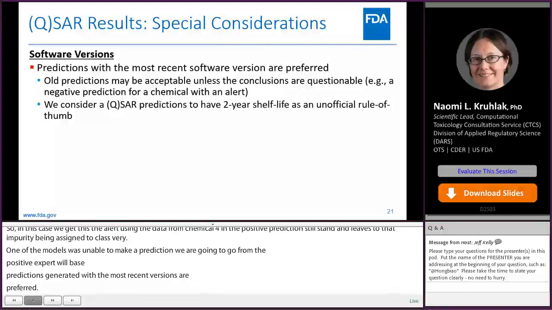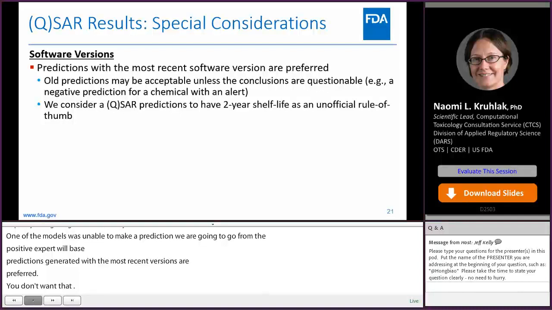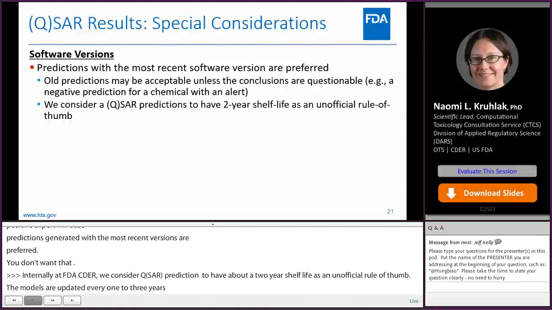Internally at FDA CDER, we consider QSAR predictions to have about a 2-year shelf life as an unofficial rule of thumb. And this reflects the fact that the models are updated about every 1 to 3 years. And so after a couple of years, we may be worried that the predictions are out of date. And so it's important for us to be basing our decisions on the most current information. So if we receive a submission with predictions that are older than that, then we would want to look at them a little more closely.